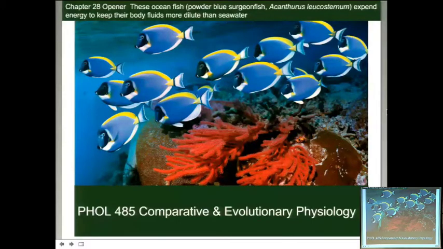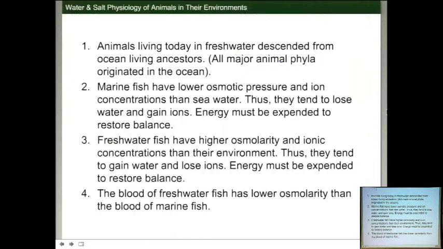So let's begin by looking at the freshwater animals. Just some general points to begin with. Animals that live in fresh water now all descended from ocean-living ancestors. In fact, all major phyla of animals originated in the ocean.